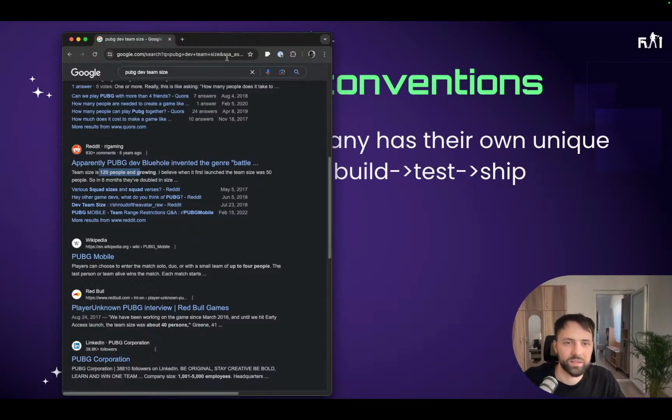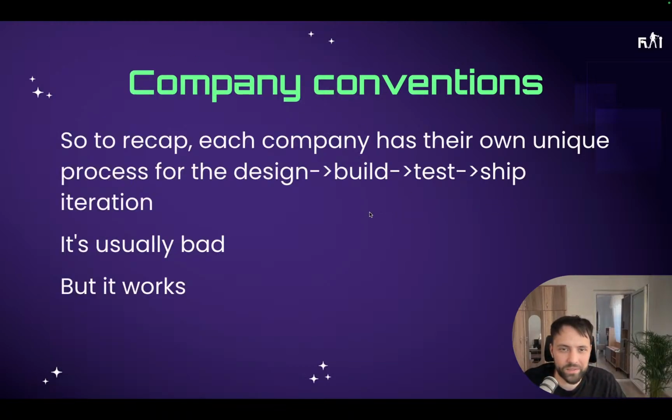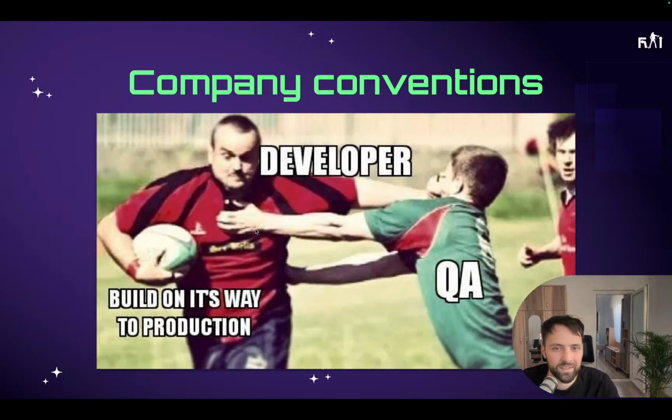Let's go back here. So company conventions and there's the iteration cycle. It's usually bad, but it works. And I'm exaggerating. It's not usually bad, but it's bad sometimes. Sometimes people might break the iteration cycle. A developer build is on its way to production, and the tester tries to test it. And the developer knows that the tester will find something, so they just want to ship it and feel good.